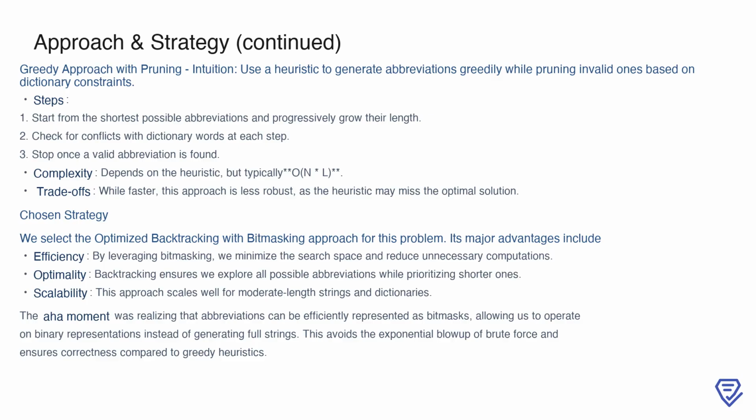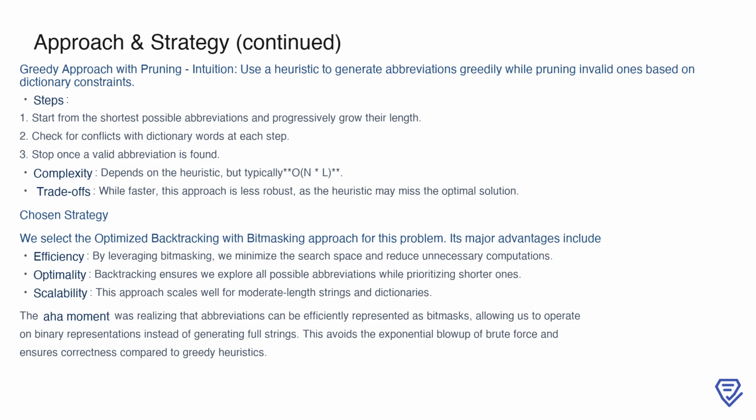At each step, we check for conflicts with the dictionary, and the process stops as soon as a valid abbreviation is found. The advantage of this method is its speed, with typical complexity around O(n * L), depending on the heuristic used. However, it comes with trade-offs. While faster, this approach sacrifices robustness, as the heuristic may overlook the optimal solution.